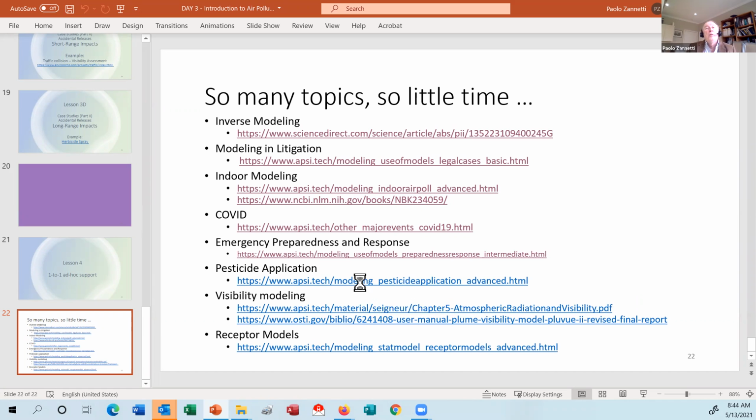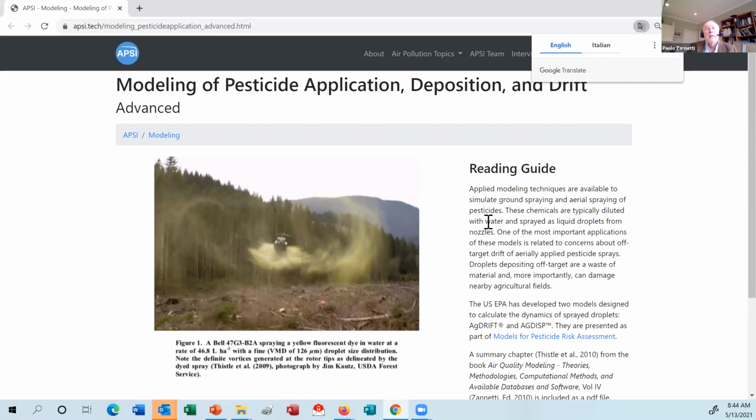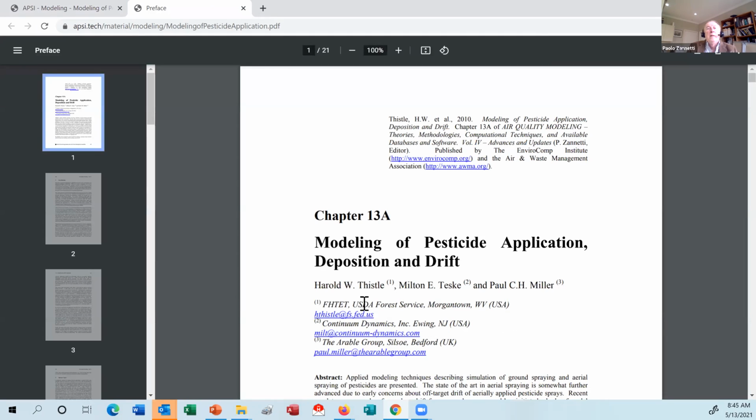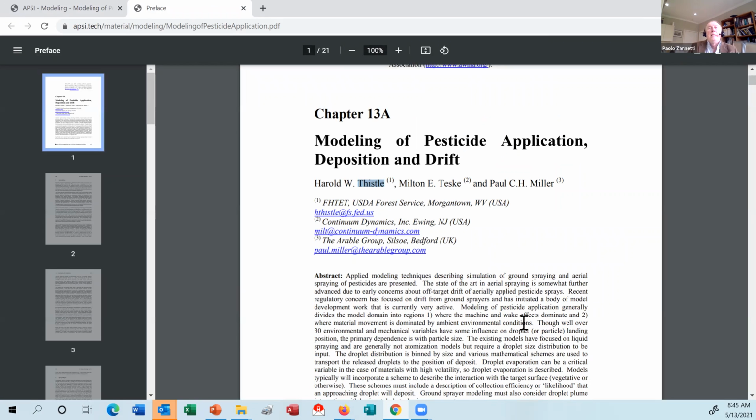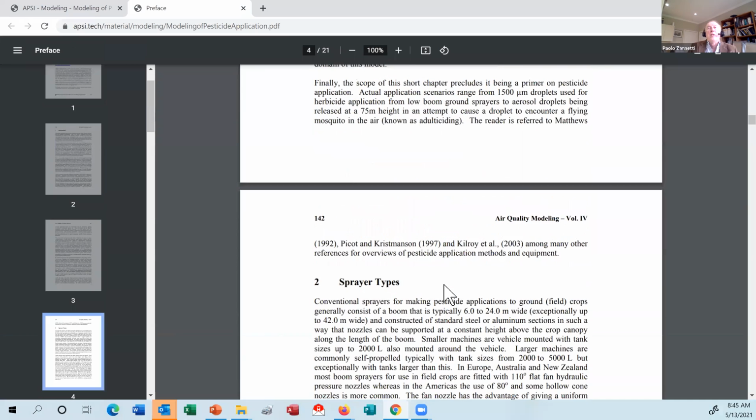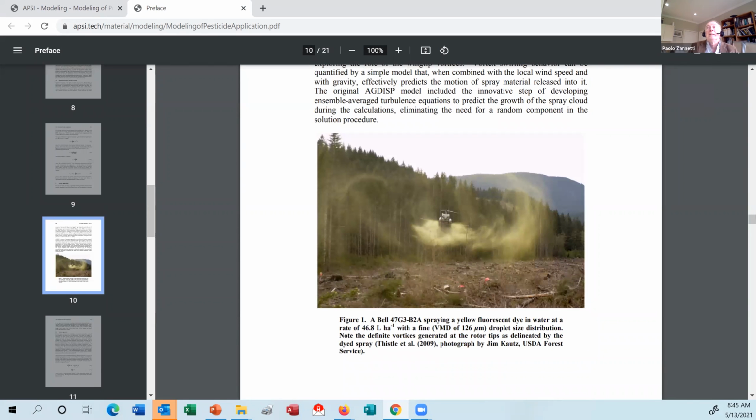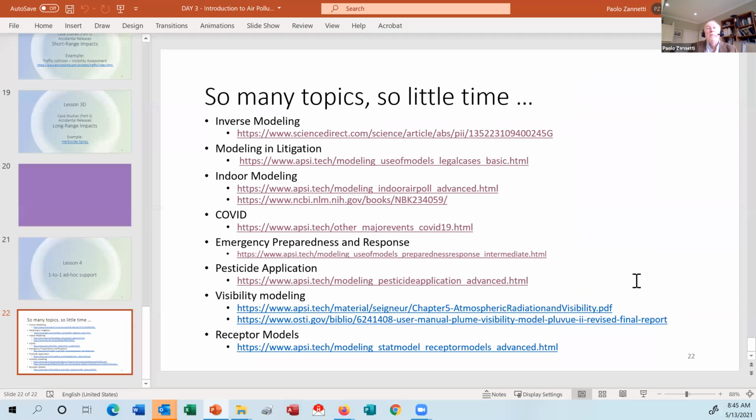So again, there are many models that were developed, and there is a reading guide here on the APSI site talking about spraying of pesticide, especially aerial spray of pesticide. And there is a chapter here written by Thistle. I believe the pronunciation is Thistle, and he is one of the developers of the EPA software AgDrift that is often used to simulate the aerial drift of pesticide. So again, in this chapter, you will find more information about this particular issue of aerial application of chemicals. Visibility modeling, we talked about visibility modeling.